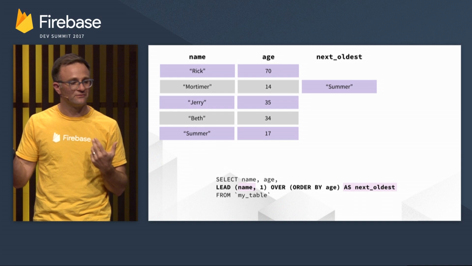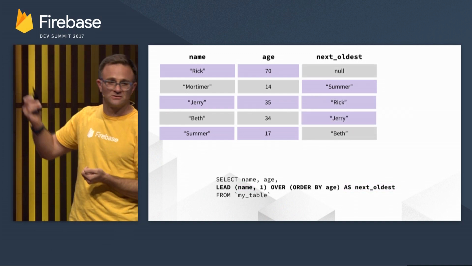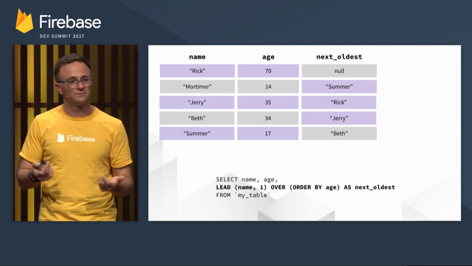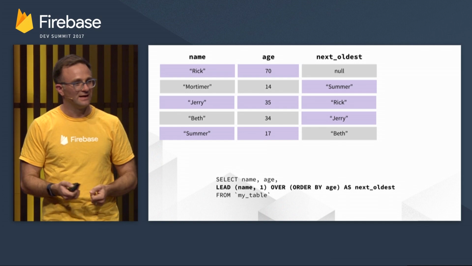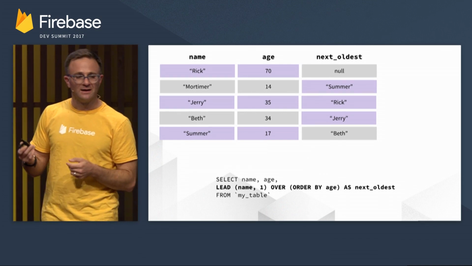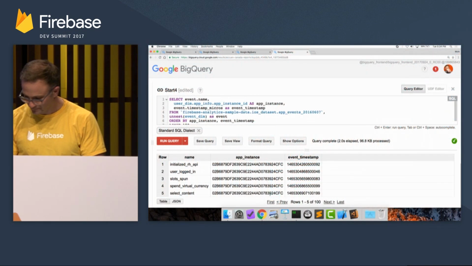And we do that for every row in our table. And you'll notice here, Rick's next oldest is null because he's the oldest person in our table. But this essentially allows you to peek ahead in your result set. And so let's show you how we would do that in the demo.